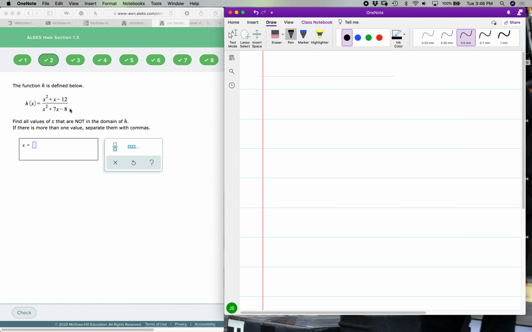For the next problem, we have h of x defined as follows, and it says to find all values of x that are not in the domain of h. For h, that which will not be in the domain will be those values that make x squared plus 7x minus 8 equal to 0. Again, for the restrictions, the denominator cannot be 0.